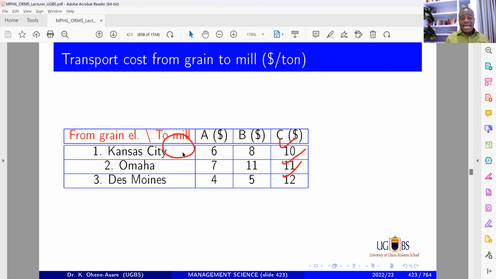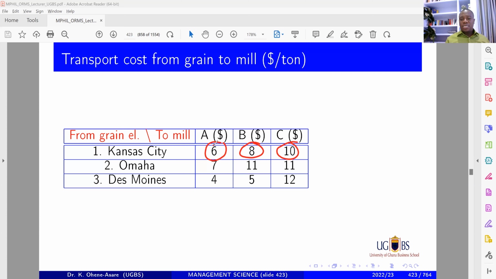Of course, what you are seeing here are the amounts it costs to transport. So if you look at this number 6, it is the amount it costs to transport from Kansas City to Chicago. The $8 is the amount it costs to transport from Kansas City to St. Louis. The 10 is the amount it costs to transport from Kansas City to Cincinnati. And then Omaha has its respective costs and the rest follow.